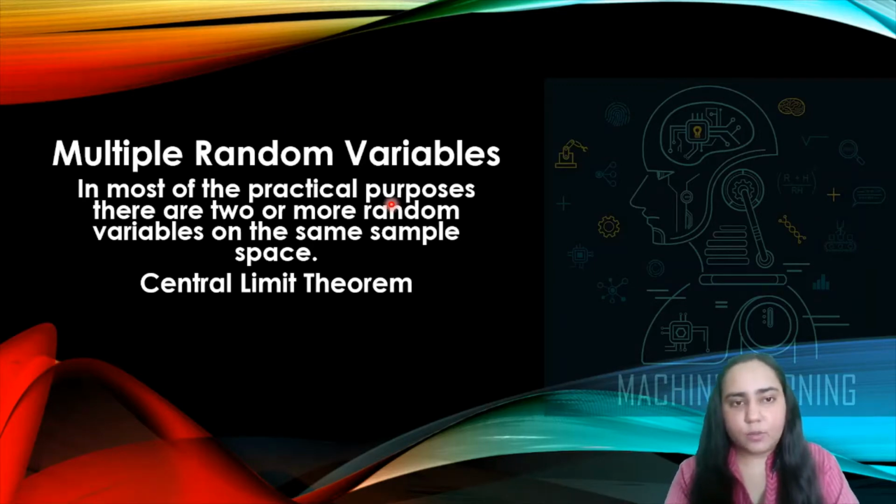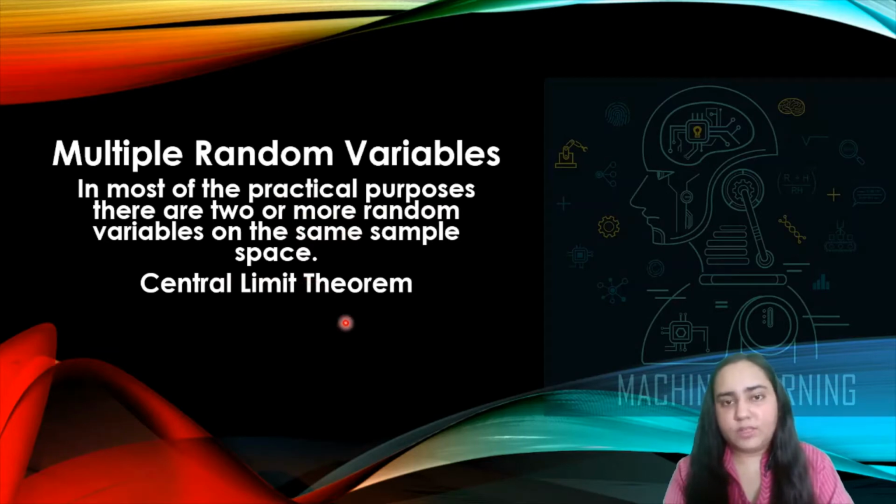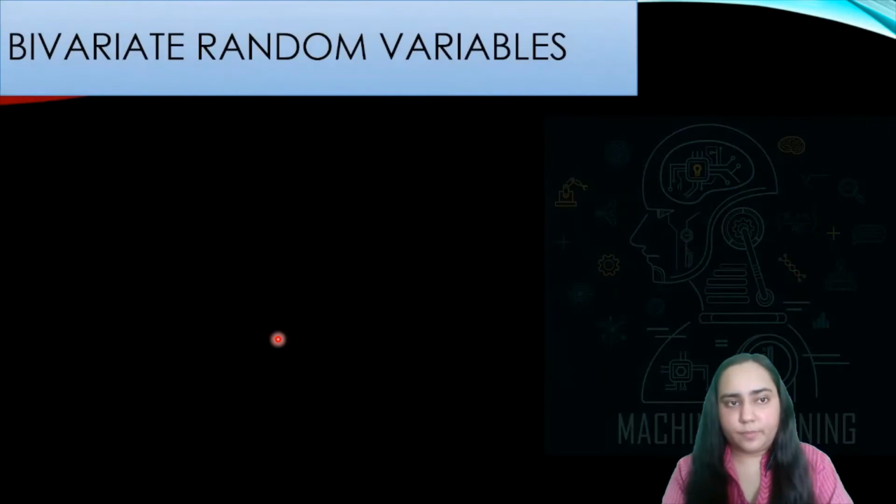We've already seen what random variables are, but for most practical purposes, there are two or more random variables involved on the same sample space. So that's why we have to talk about multiple random variables. We are just going to quickly take a look at different formulae associated with these, and we are also going to take a look at the central limit theorem.